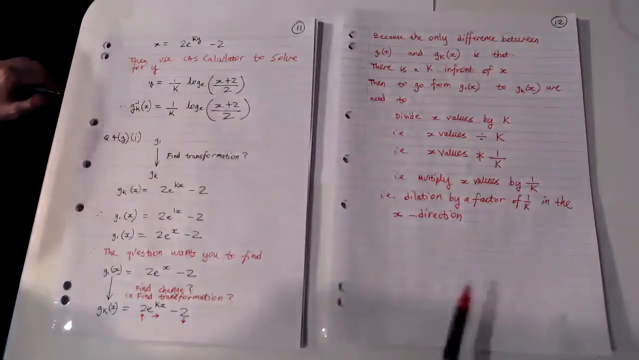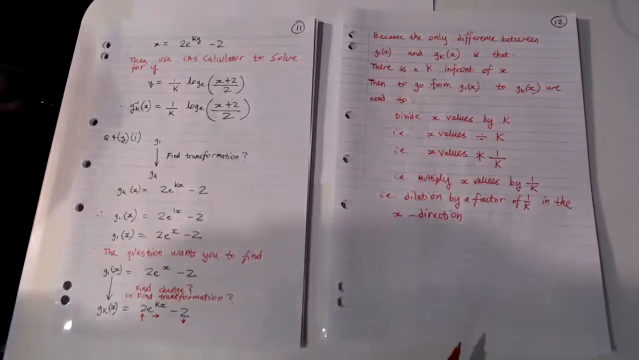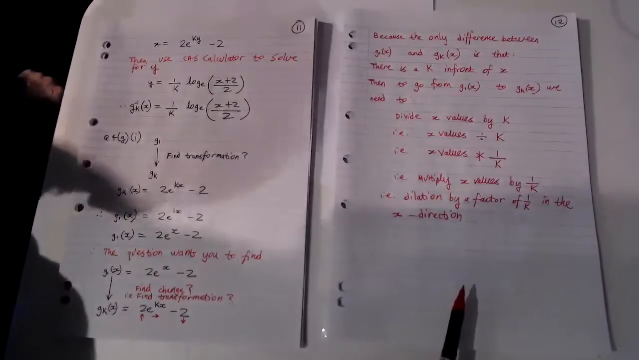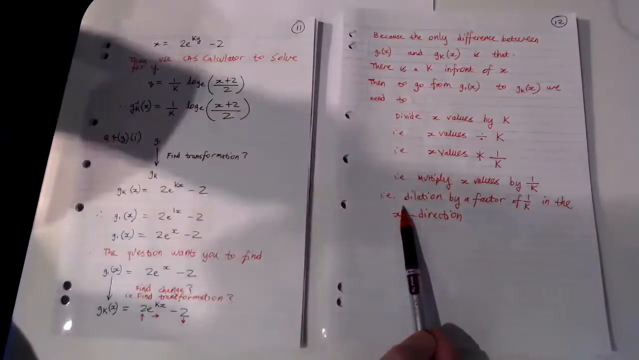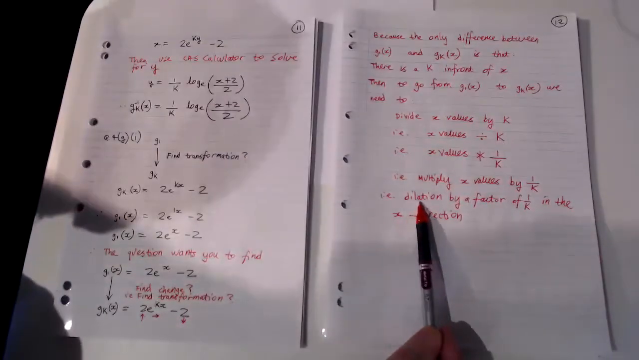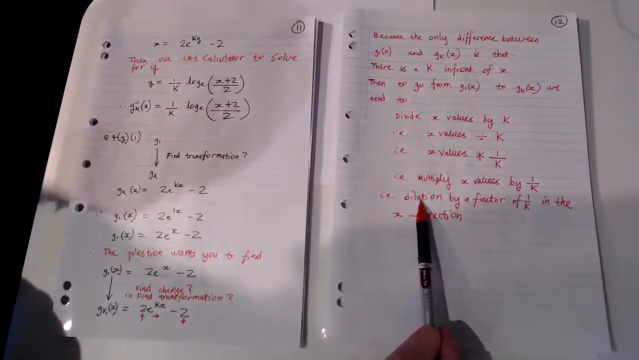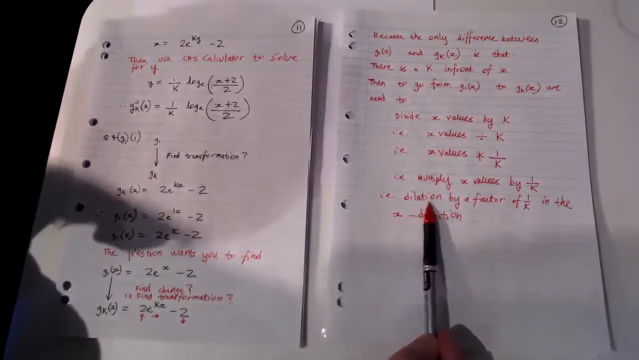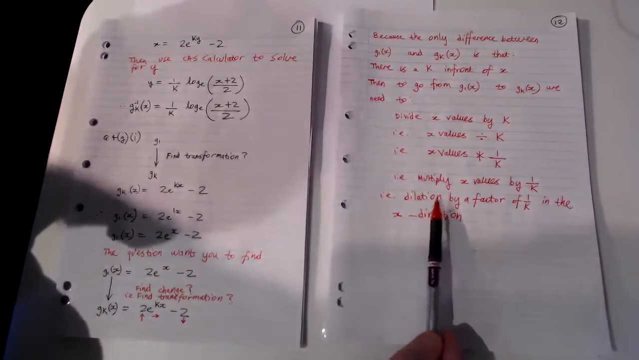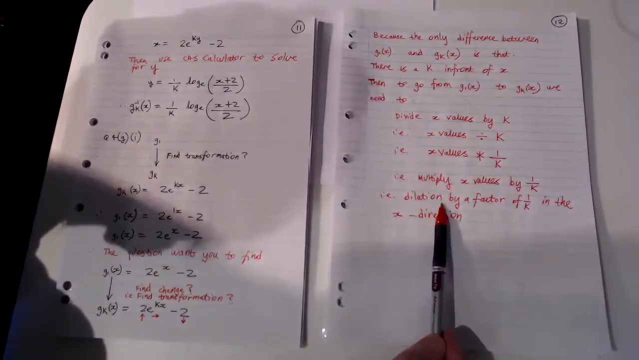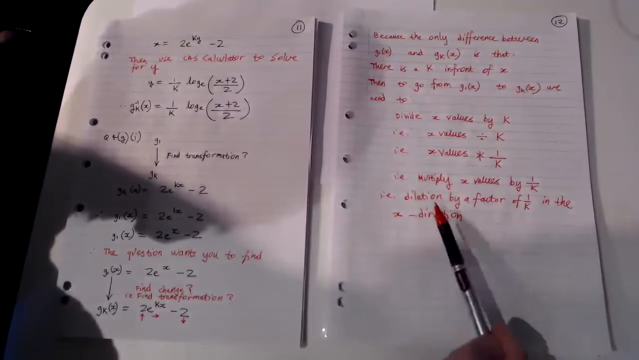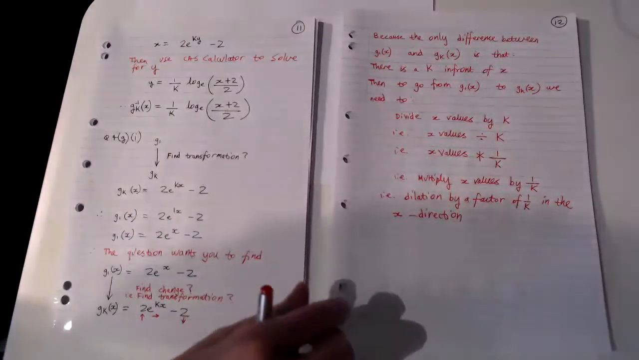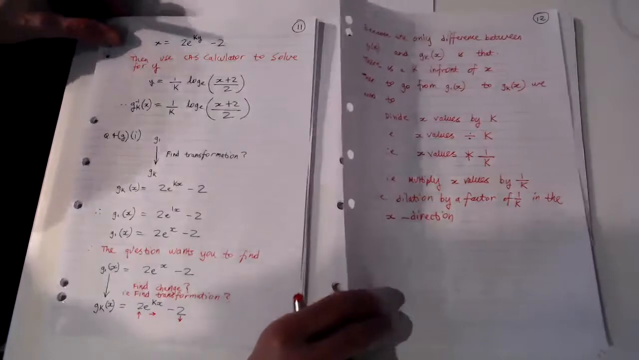And in maths, every time you multiply the x values by a certain number, what are you performing? Sorry, I had something in my throat. You are performing a dilation. So here you end up saying dilation by a factor of 1 on k in the x direction. And that's the answer to that sub-question there.